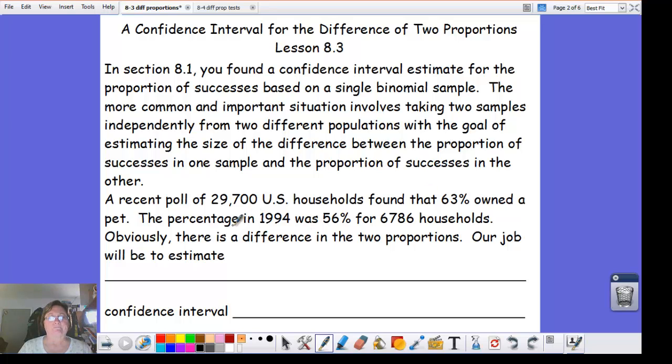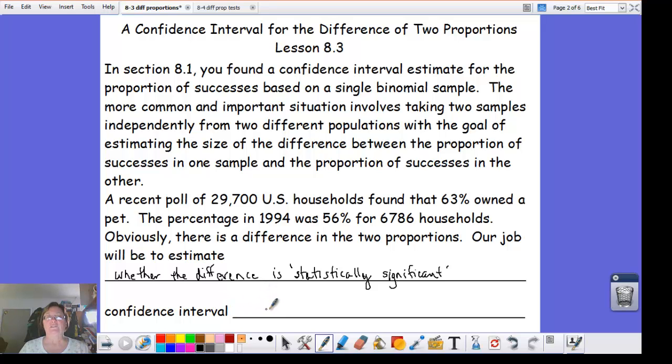So obviously there is a difference in those two proportions, right? The percentages are different. Our job is going to be to determine whether that difference is statistically significant. And we all know that that means it has to meet some mathematical criteria. Right? We have to do that with math. It's not just by saying, yeah, it looks like they're different. We want to know, are they different enough that it's considered unusual?